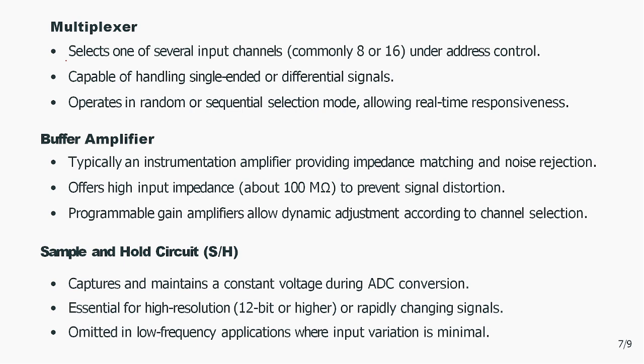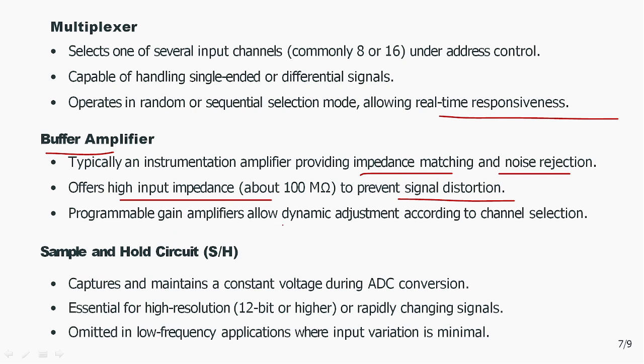As we have discussed, the multiplexer can select only a single output from multiple signals, and it operates in a random or sequential selection mode, allowing real time responsiveness. We have buffer amplifiers, useful for impedance matching and noise rejection, and they have a high input impedance of about 100 mega ohm to prevent signal distortion. The programmable gain amplifier allows dynamic adjustment according to channel selection.